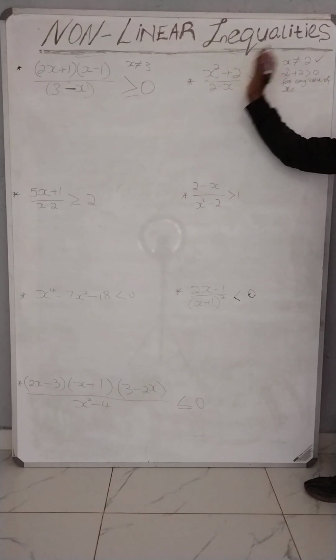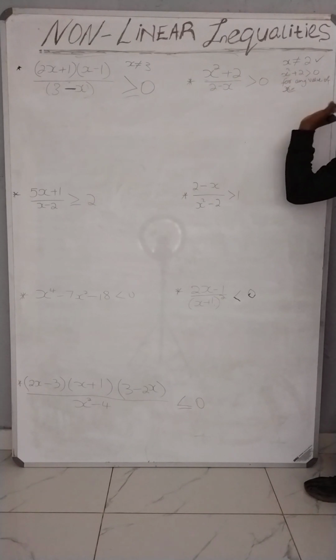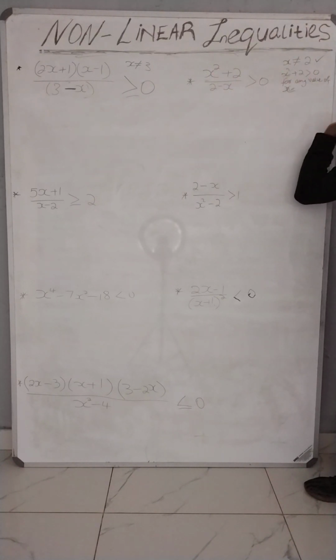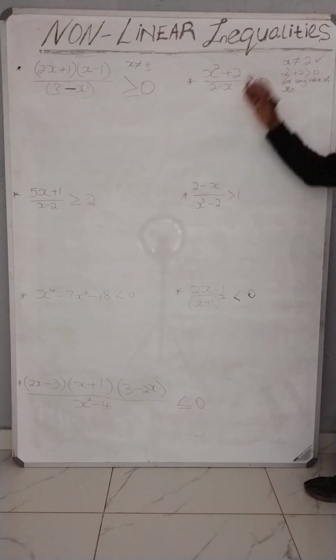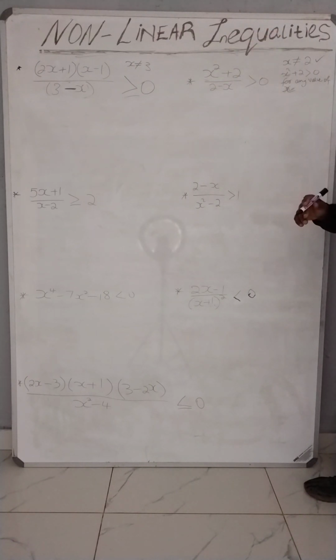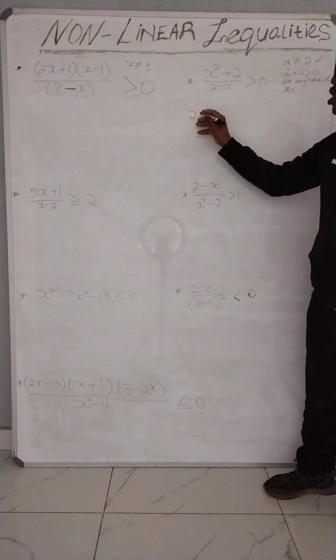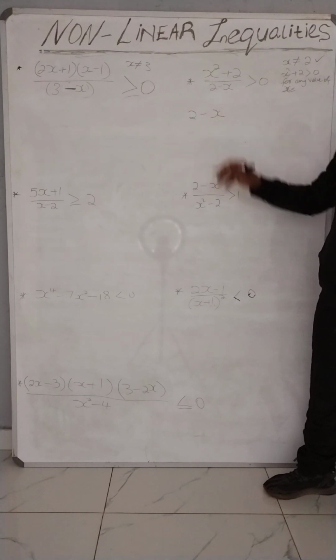Even if you put 0, 0 squared is 0 plus 2 is positive. Negative 5 squared is 25, 25 plus 2 is greater than 0. Positive throughout. Okay, all right. Now, it means that the only value you're going to concern yourself with is the denominator, which is 2 minus x.